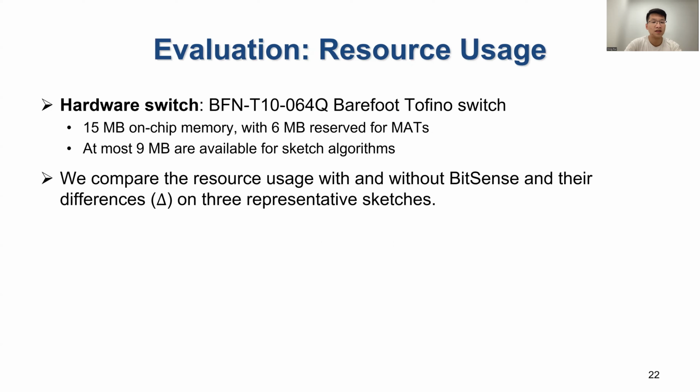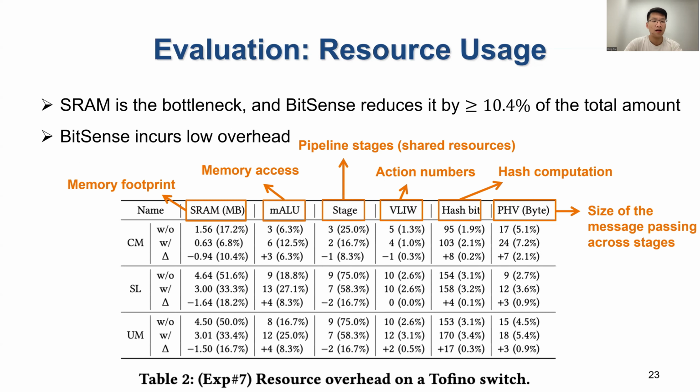Our results show that BitSense achieves high accuracy and low overhead. First, we demonstrate the resource usage measured on a Tofino switch. Only 9 megabytes of RAM are available for sketch algorithms. We compare the resource usage with and without BitSense and their differences on 3 representative sketches, namely CountMe, Sketchlen, and Unimon. We find that RAM is a bottleneck, and BitSense reduces at least 10 to 4% of the total amount on switches. Meanwhile, BitSense incurs low overhead on other resources like memory access, pipeline stages, and so on.